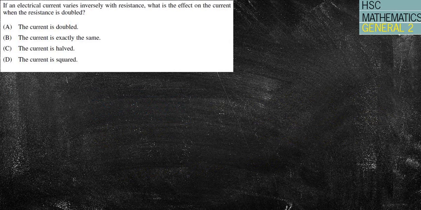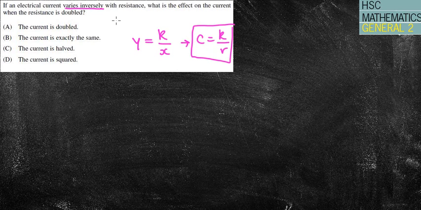If an electrical current varies inversely, okay, so y equals k over x, with resistance, what is the effect on the current when the resistance is doubled? I'm just going to put there electrical current, so current equals k over, and then the resistance R. Now notice that there are no other values for C and R, so I'm not going to be able to find k at all.